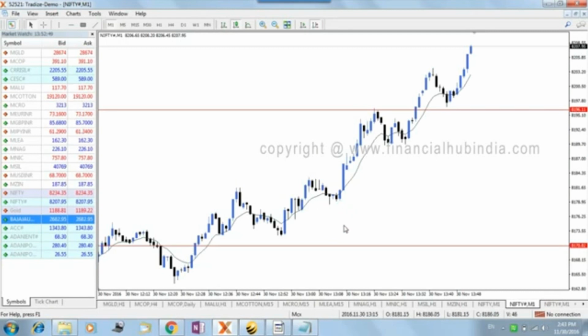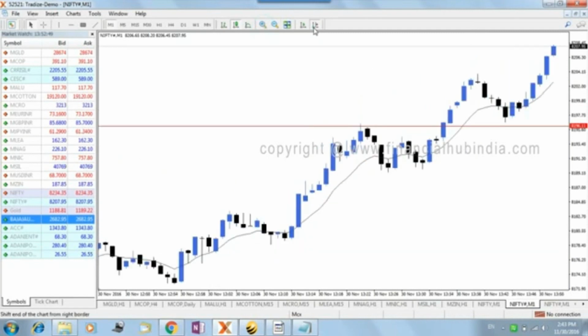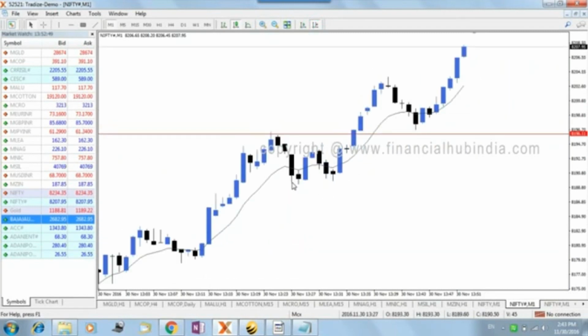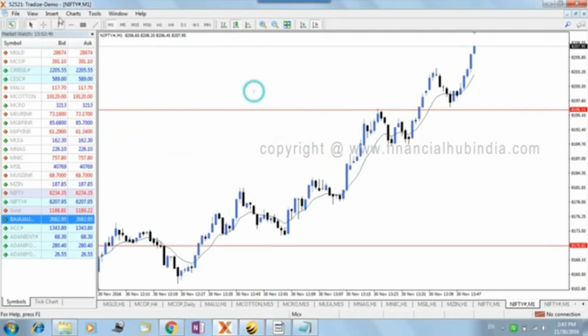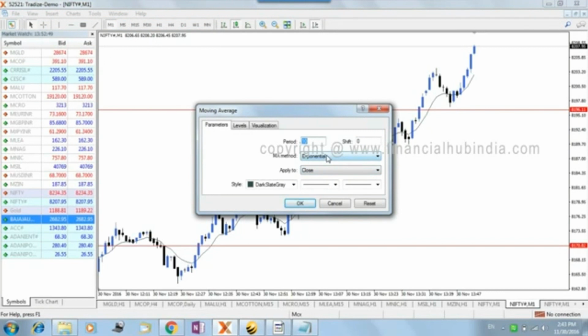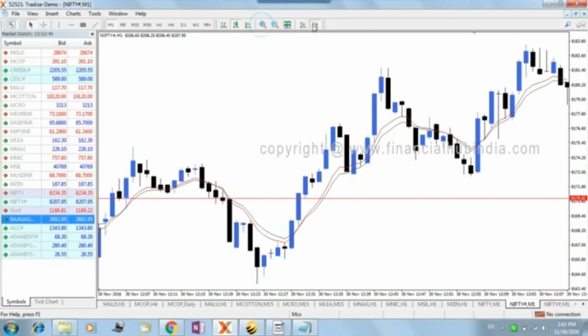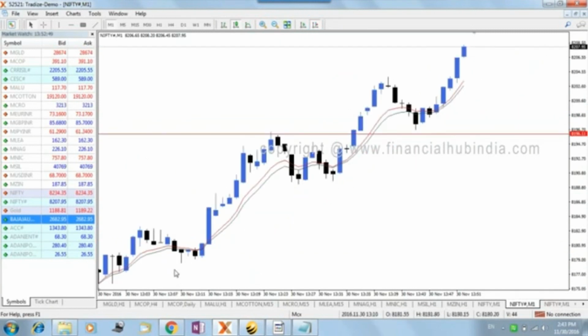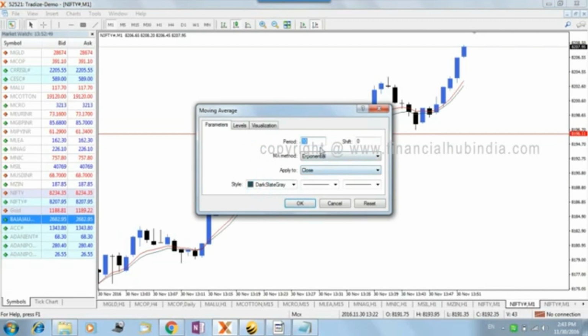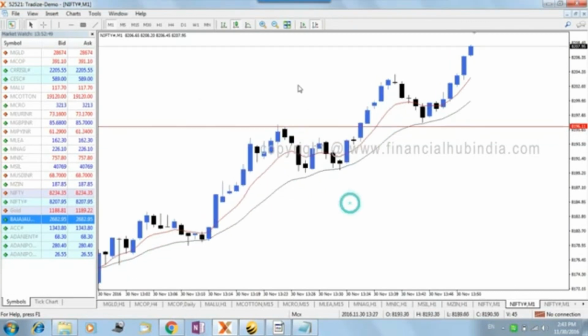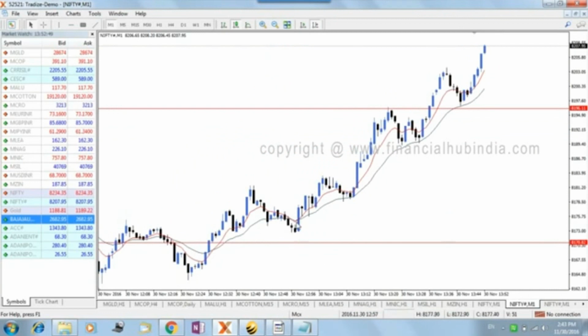People use it in different ways. Whenever the candle or the price goes above the moving average, they buy, and when the price goes below the moving average, they sell. Some people use multiple moving averages, like 10 and 8. I'll give it a different color. Some people trade based on the crossover. Okay, I'll make it much easier. Based on the crossover, right?